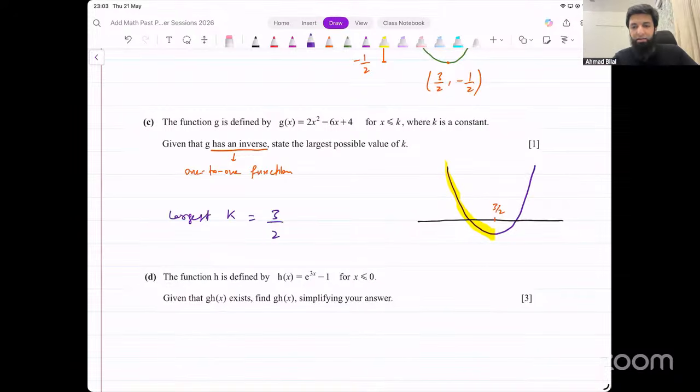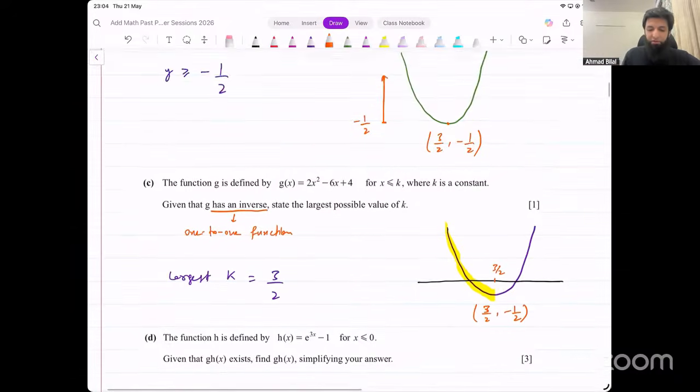That's a standard thing that we do in all such problems. In problems like this, when you have a quadratic function involved, sometimes they ask you for the greatest value of a constant such that the function is one-to-one, or the least value of a constant such that the function is one-to-one. In all such cases, it will be the x coordinate of the turning point because of the reason that we just discussed. Okay, so the largest k in this case is 3 over 2. And that's our final answer.